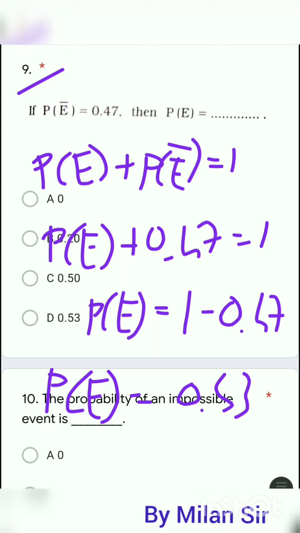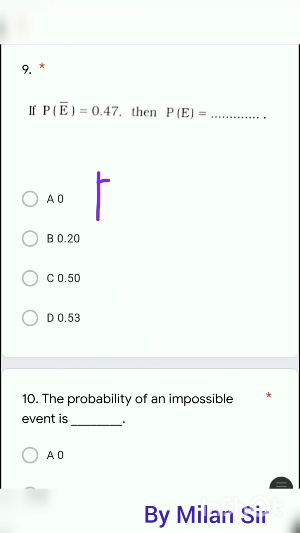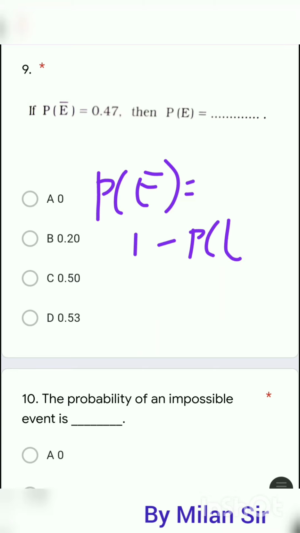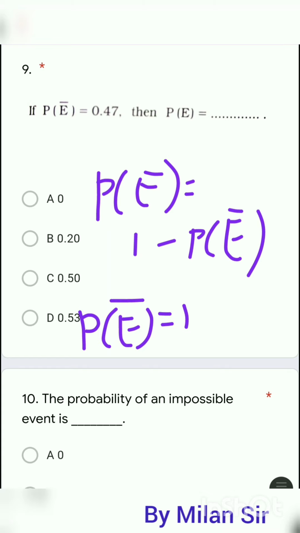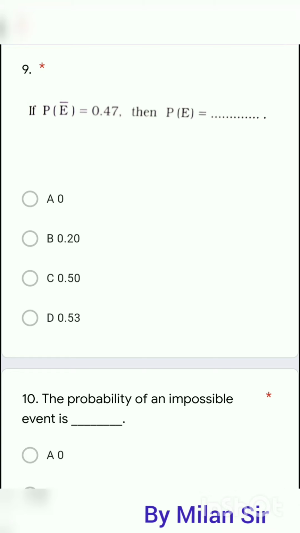Okay, so our answer is 0.53, option D. So if we want to find P(E), we can directly use the formula 1 minus P(E bar). And if we want to find P(E bar), then 1 minus P(E). Right? We can use this formula. Here our answer is option D, 0.53. Okay.